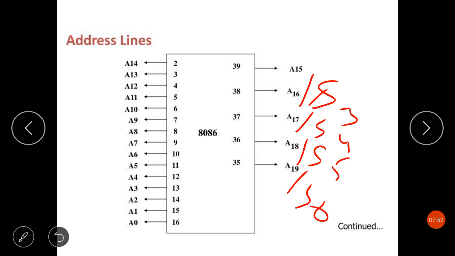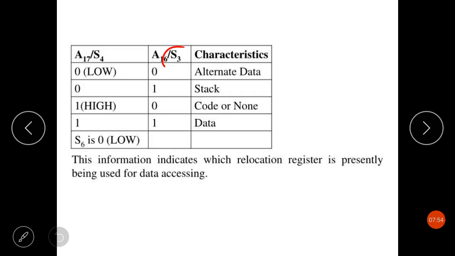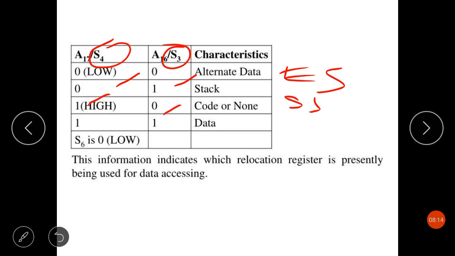S3 and S4 indicate the segment register being used in that machine cycle. If S3 and S4 are both 0, the extra segment register is being used. If S4 is 0 and S3 is 1, the stack segment register is being used. If S3 and S4 have the statuses 0 and 1, then the code segment register is being used, and if both are 1, the data segment register is being used.